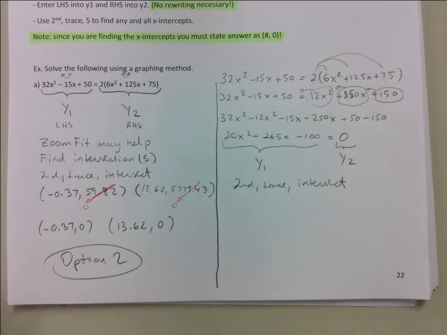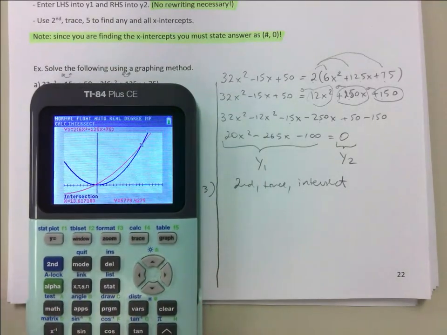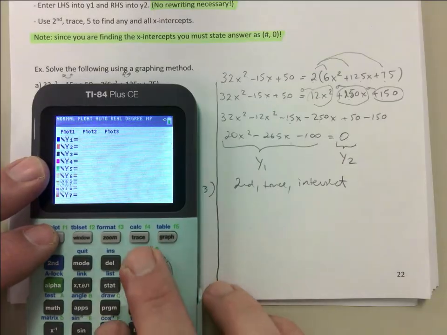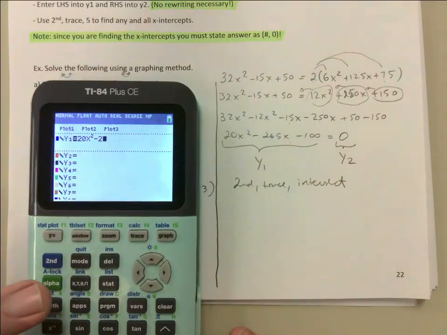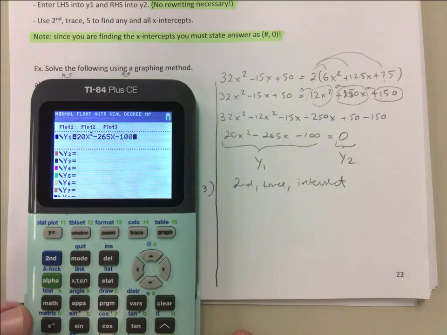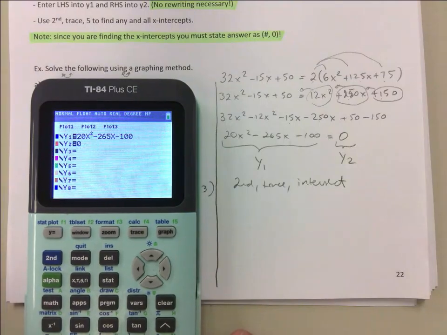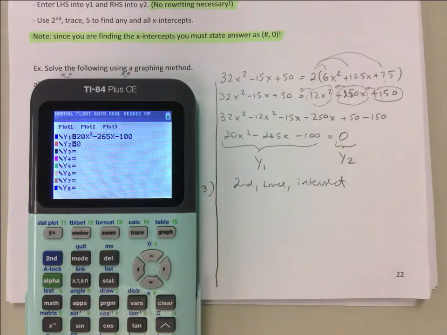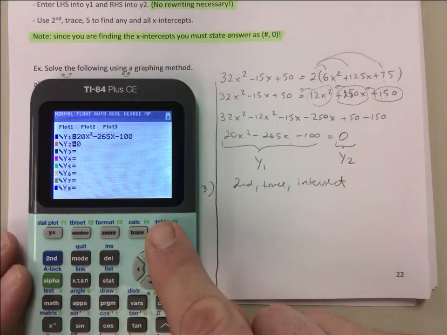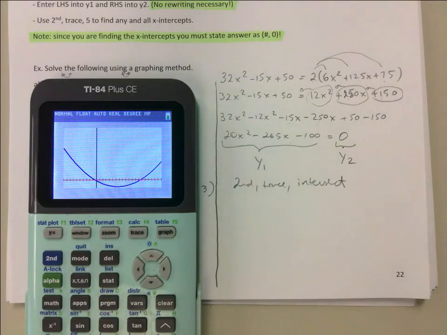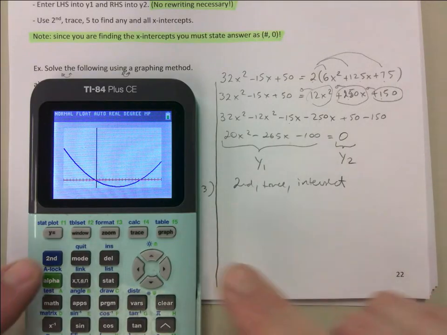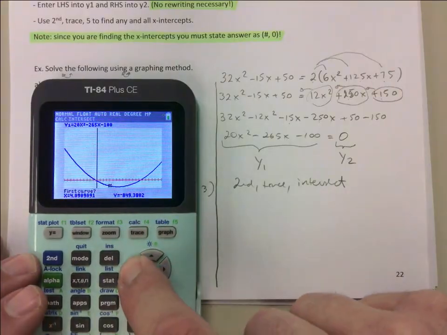Grab your calculators. Clear everything you have on your screens. 20x squared minus 265x minus 100. y2 is equal to 0. Didn't we do this before? Right? Every time I just made you make y2 equal to 0. So this isn't new. You hit graph. There's your curve. We don't even have to change the window. We don't have to adjust anything. Second trace 5. Find this first one.